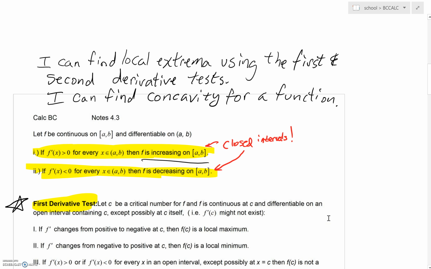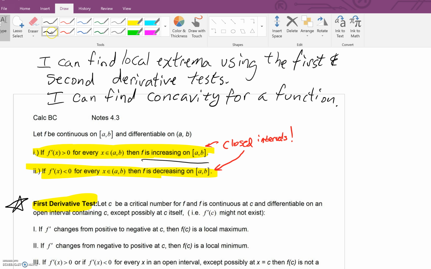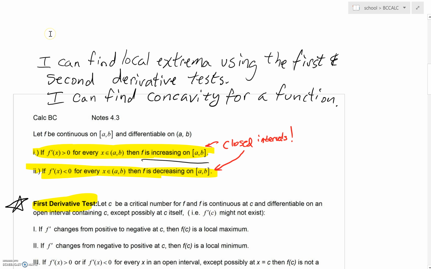Calculus BC, we're looking at lesson 4.3, the first of 3 videos on this section. You can look at our learning targets at the top. I can find local extrema using the first and second derivative tests. For this video, we're actually going to be using the first derivative test, but there's a lot more material coming down. We can also find concavity.